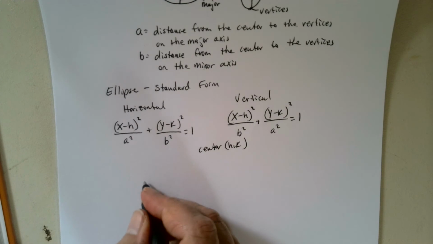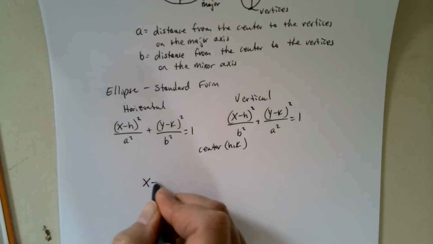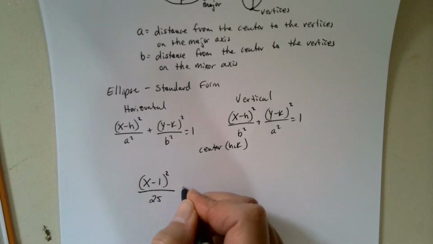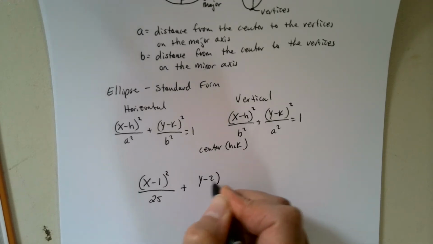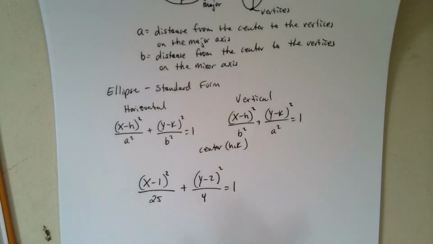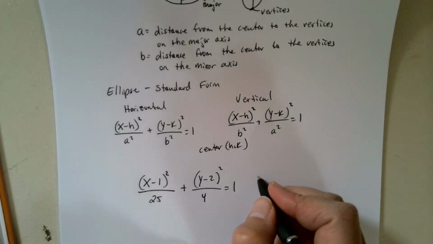So they will give us something like this. (x minus 1) squared over 25 plus (y minus 2) squared over 4 is equal to 1. Now, to be able to graph our ellipse, we need the center.